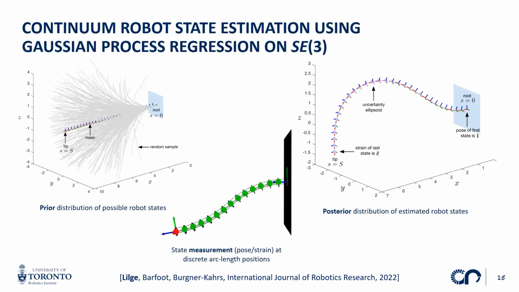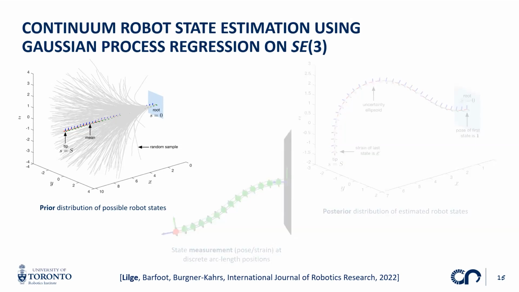Yeah, so going back to the method itself, these are the 3 parts of our state estimation process that we want to discuss in the following. So first, I want to talk about how we obtain a good prior model that gives us a distribution of possible robot states.